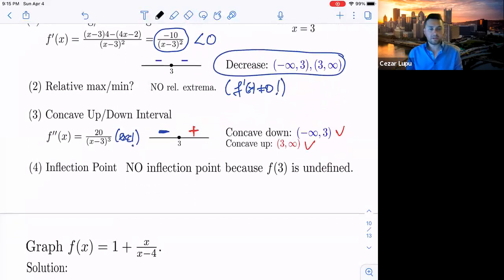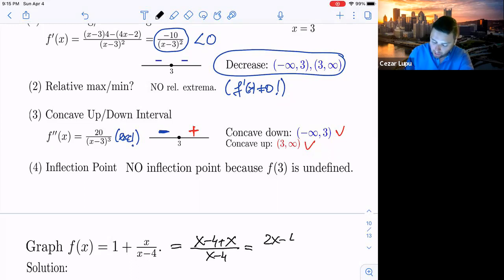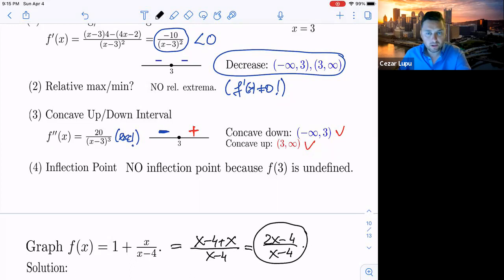And I would like to draw your attention to the following function. Again, this is a rational function. You can actually compute this if you want. You can make it look like x minus 4 plus x everything over x minus 4. Or if you want, this will be equal to 2x minus 4, everything over x minus 4. So either way, you can present this function as 2x minus 4 over x minus 4, or you can write it as 1 plus x over x minus 4.